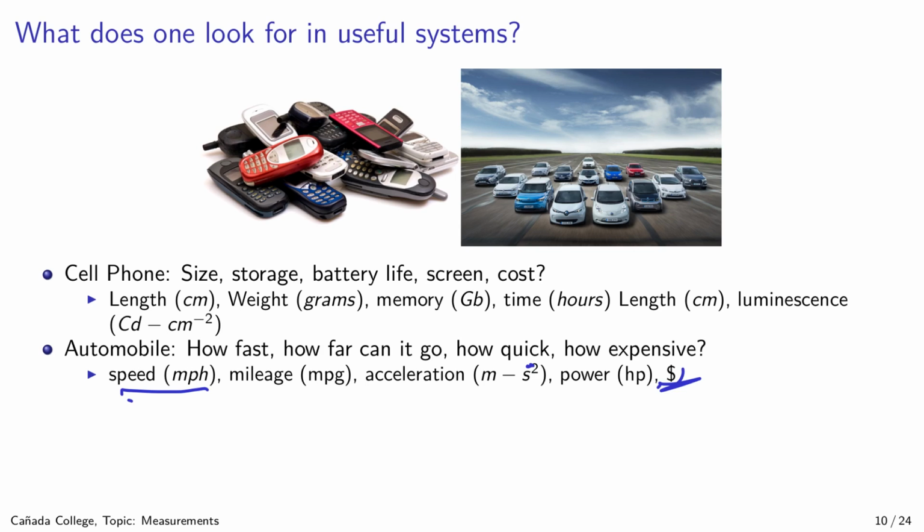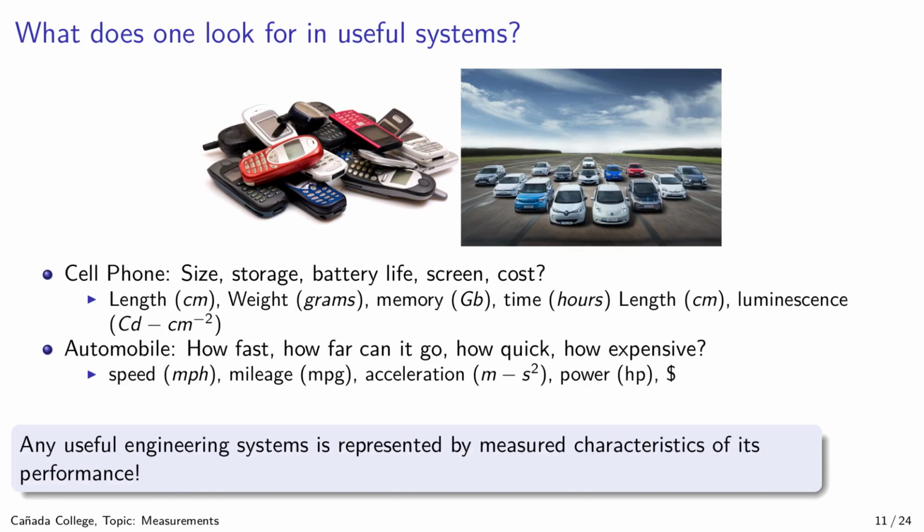Okay, so the point here is that any useful engineering system has a set of measurements that represents its performance. So making those measurements is of course critical to being able to make a useful engineering system. If you want to sell a cell phone or a battery or a car, you need to be able to make the right set of measurements and do it accurately, so that you are a reputable company and are portraying the correct characteristics of the device or of the machine.